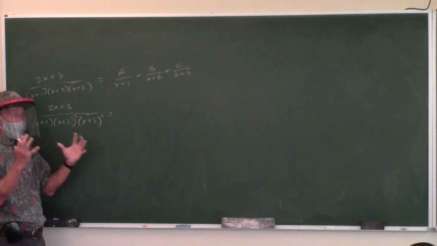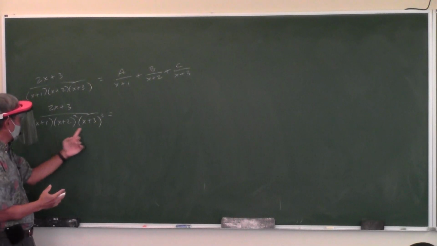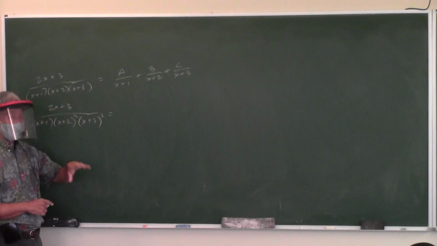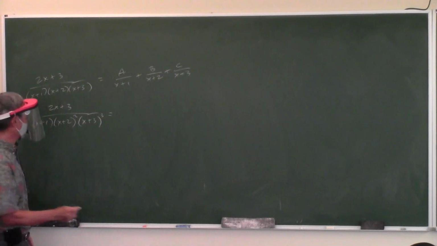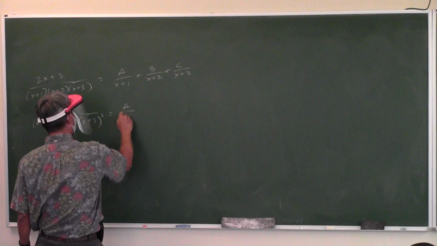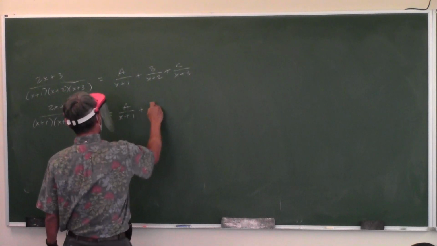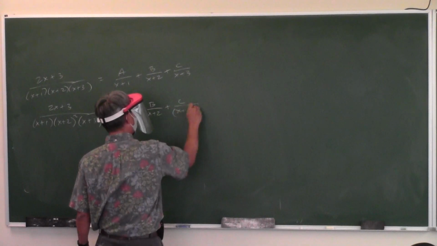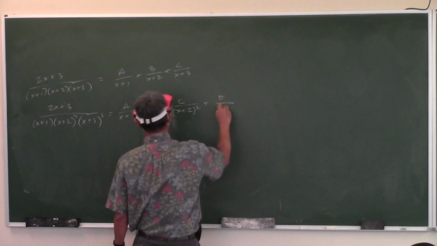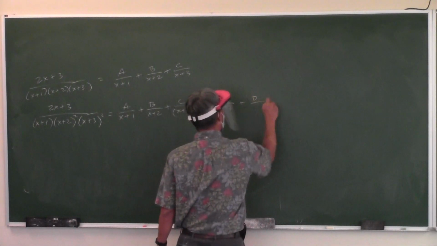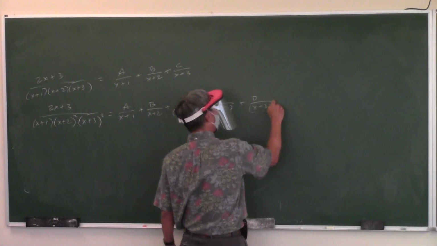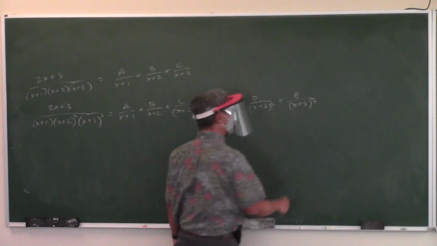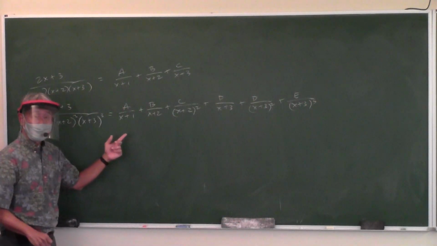Okay, think about it. What do I have to add together so that this is the least common denominator? Now, since we're running out of time, I'm just going to go straight to the correct way. Something over x plus 1 plus something over x plus 2 plus something over x plus 2 squared plus something over x plus 3 plus something over x plus 3 squared plus something over x plus 3 cubed. That's how you set up the problem.